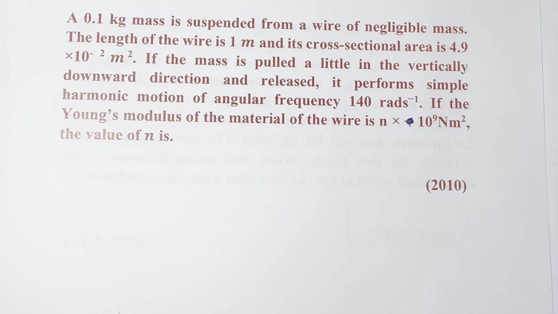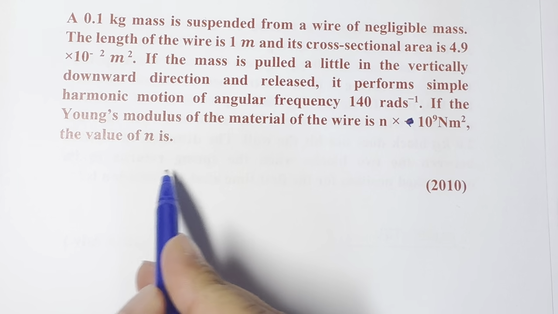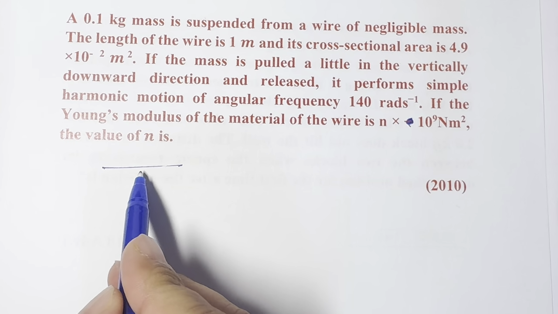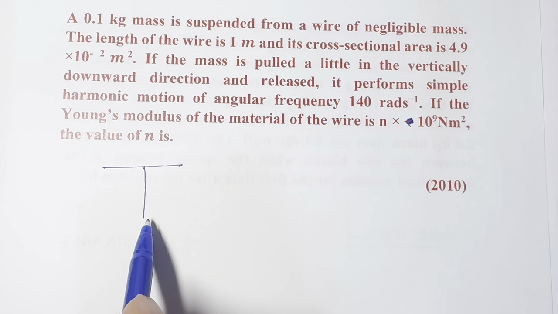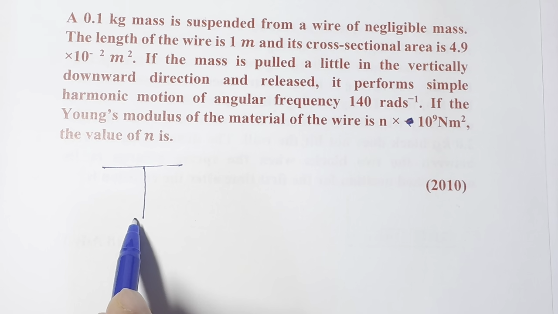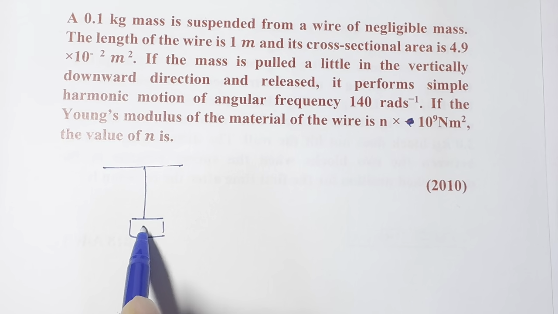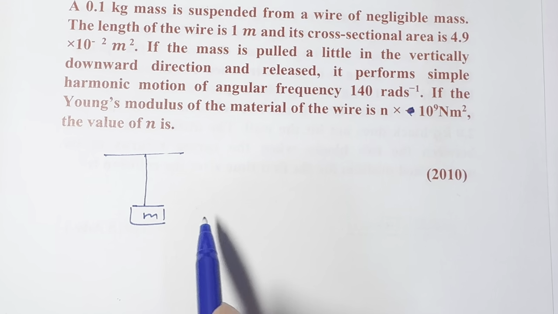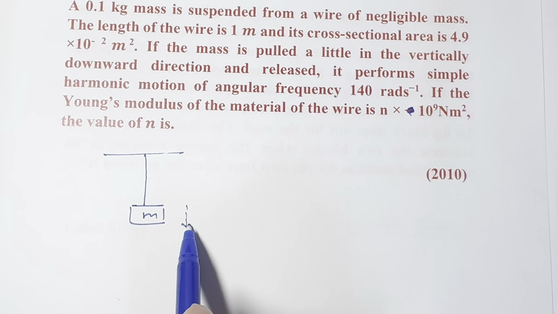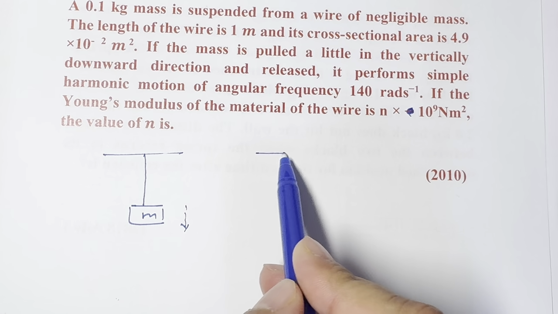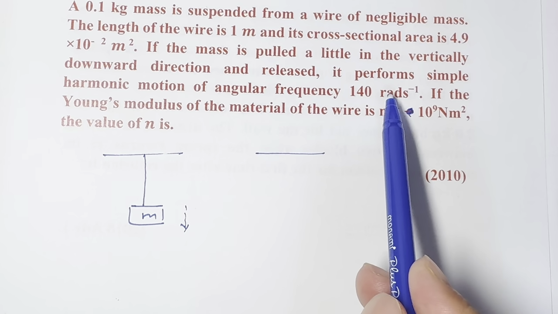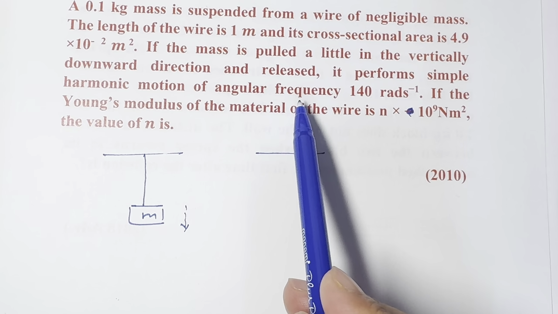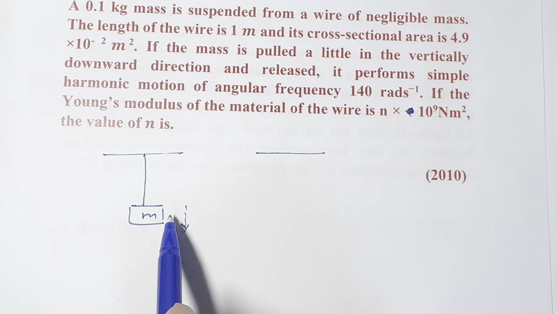So we have a wire. Let us draw a wire, and it has a mass. Let us suppose that the mass is given as small m, and it is pulled in a downward direction, and by pulling downward it executes a simple harmonic motion.